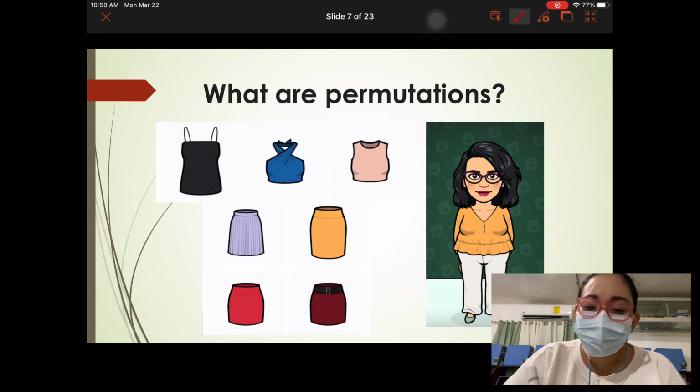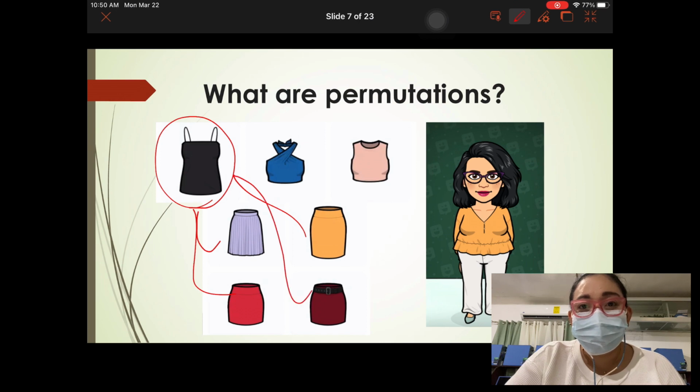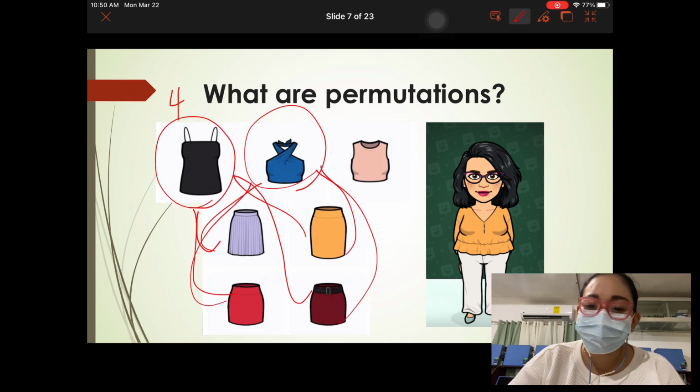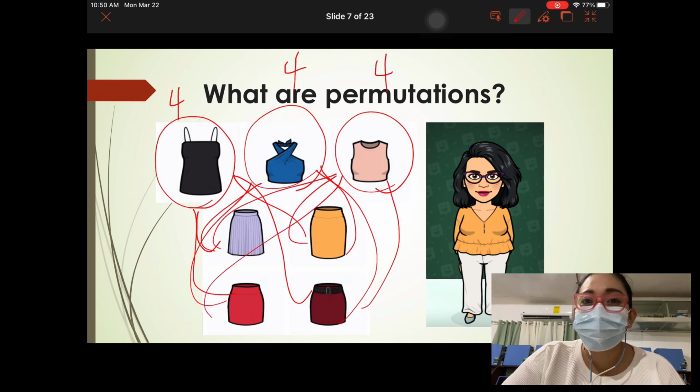Diba, pipili ka muna ng isang top, tapos, ima-match mo siya with the 4 skirts. Okay, so, automatic ilang looks na kagad yan. We have 4 looks already. And then, you move on to your second, and you're gonna mix and match it with the 4 skirts. So, you have another 4 looks. And then, of course, you have your last top, si peach top, na imi-mix and match din natin with the 4 skirts. And that will give you another 4 looks.